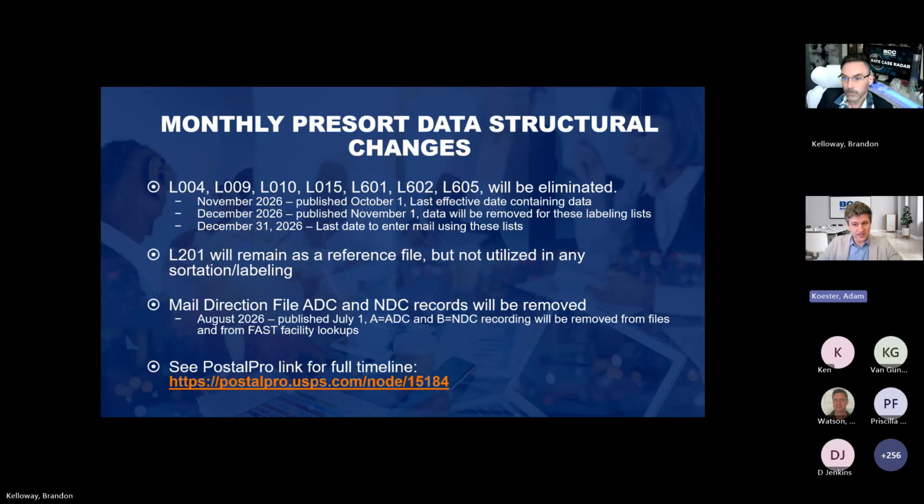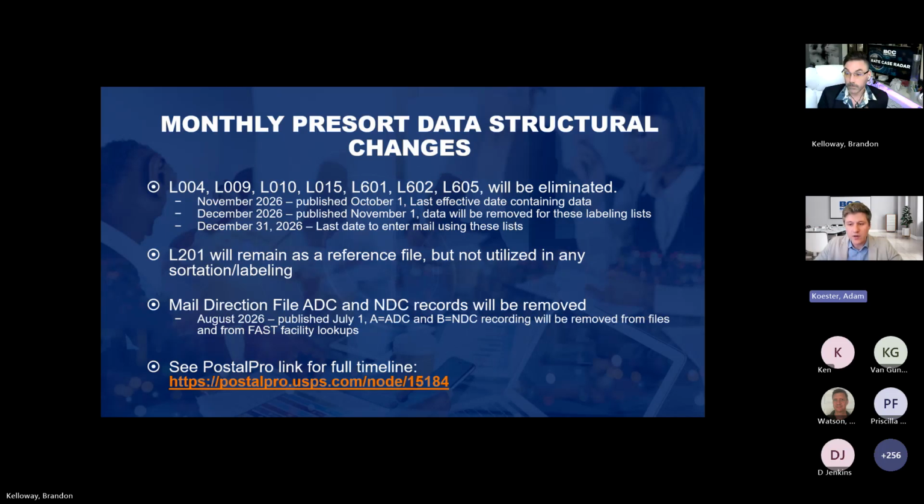So as we mentioned, the NDC and the ADC sortations are all being eliminated. The list of label lists that are going away are supporting that: the 04, the 09, 010, 601, 602, and 605 all supported one of those sortations in a different way, whether it be the ADC or the NDC. The 15 was just one that wasn't used very often and is also being cleaned up. If you're using those today, be aware that those will start rolling out of circulation closer to the end of the year. You will no longer have data in those lists beginning November 1st.